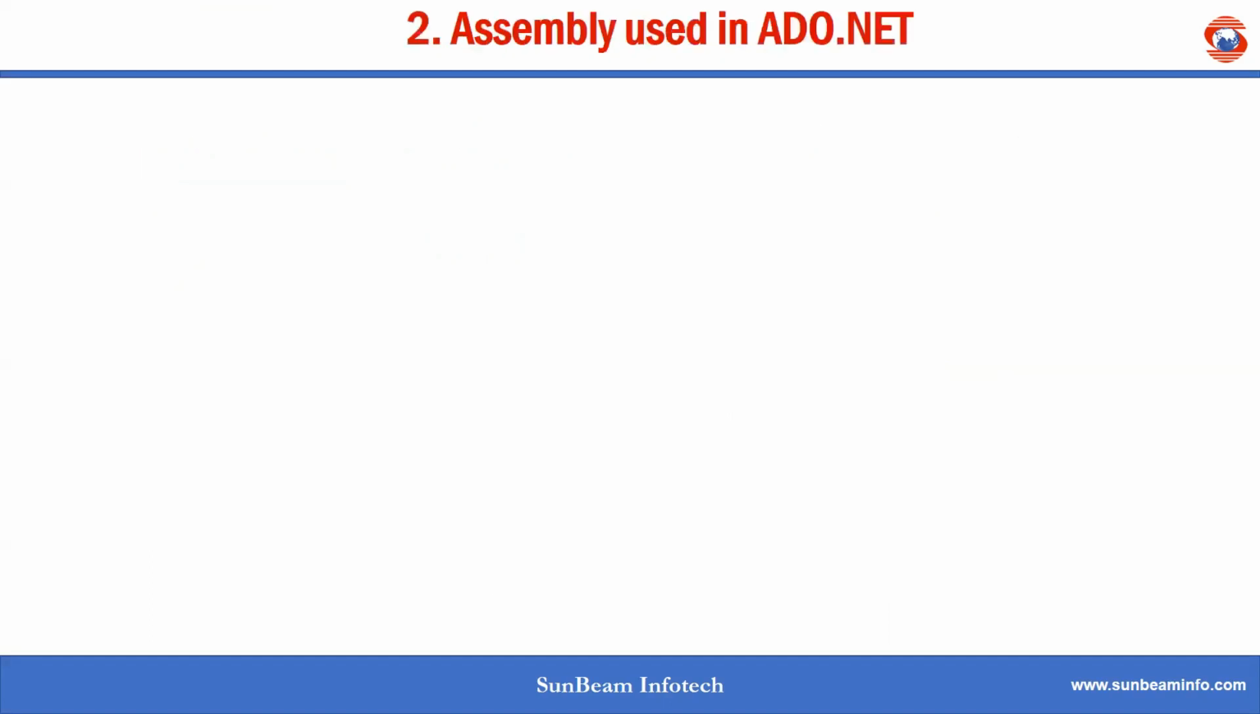Now, assemblies used in ADO.NET. So first of all, what is an assembly in ADO.NET? In ADO.NET, an assembly is a collection of one or more files that contains the code and metadata that can be used by the .NET runtime. Assemblies in ADO.NET are used to provide database connectivity and data access functionality to .NET applications.